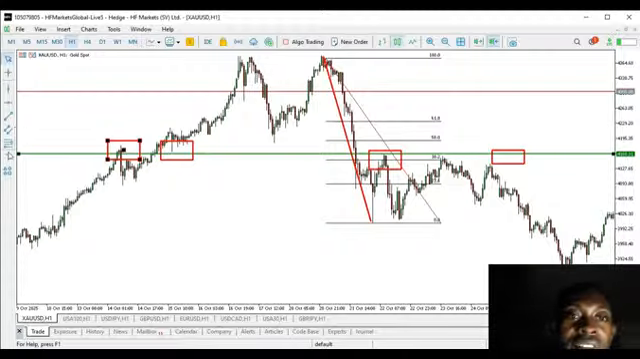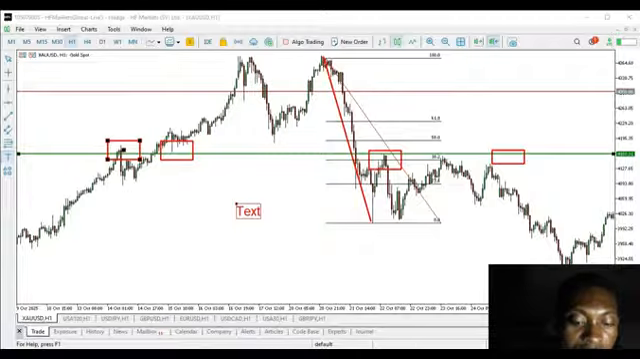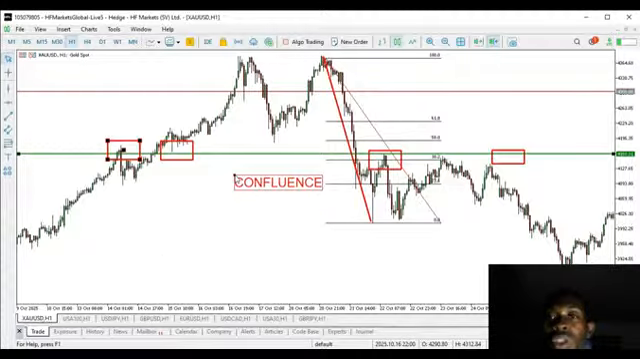When you have multiple signals telling you the same thing, it is called confluence. Confluence is one of the keys that make you very profitable in the market. It means when you have more than one reason to enter a trade. For example, the support and resistance is asking me to enter a trade, like a pullback.